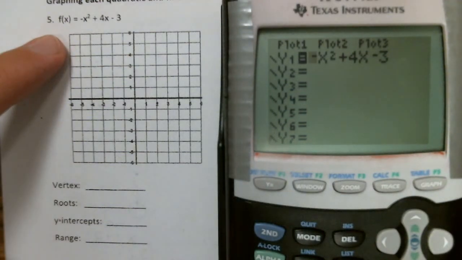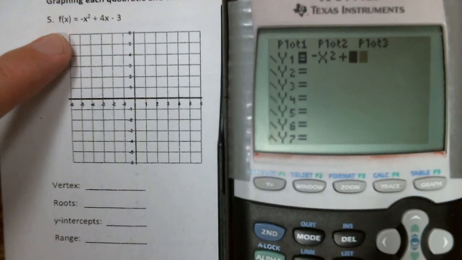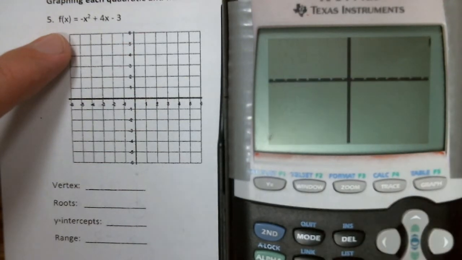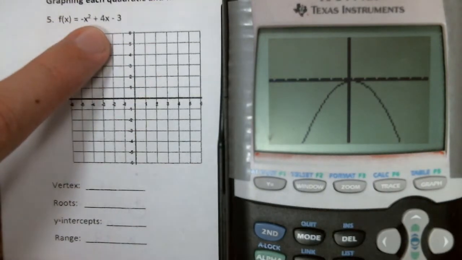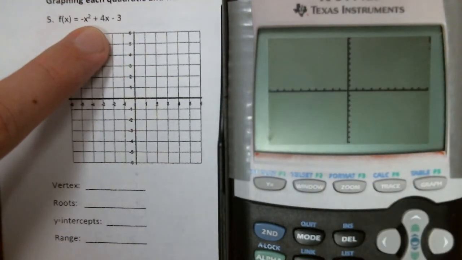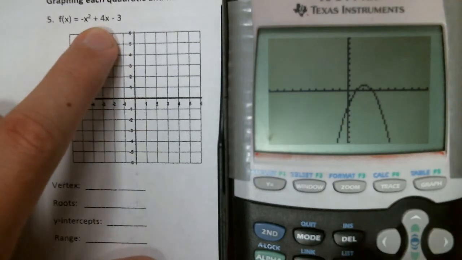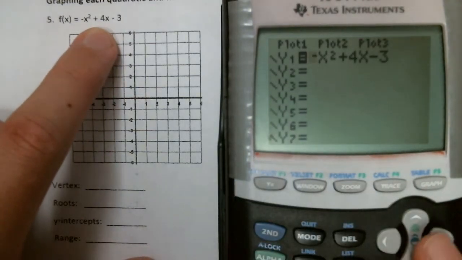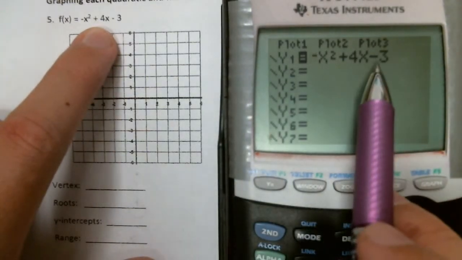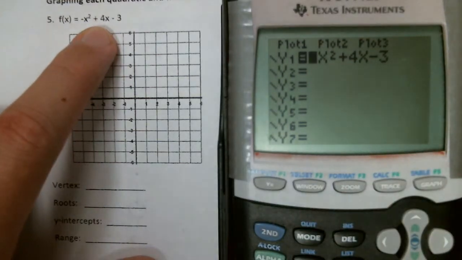Let me check something real quick. You know what, guys? I think I typed that in wrong. I'm so sorry. Let's go back to our standard window. I typed this in wrong. I realized I did something. I think what it was, I think maybe that was a negative instead of a subtraction sign. So, see, even I make a mistake.